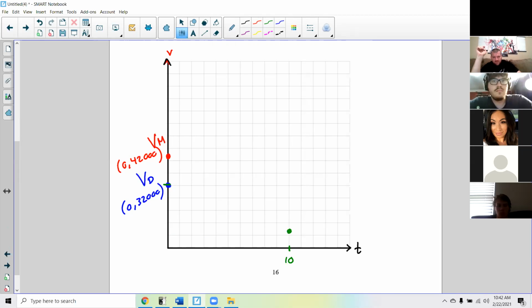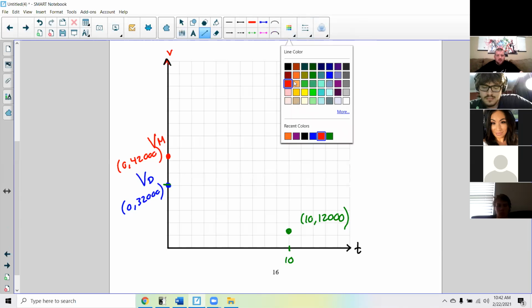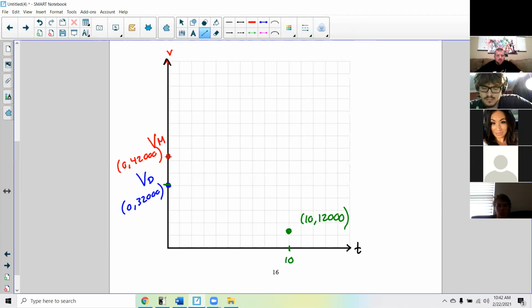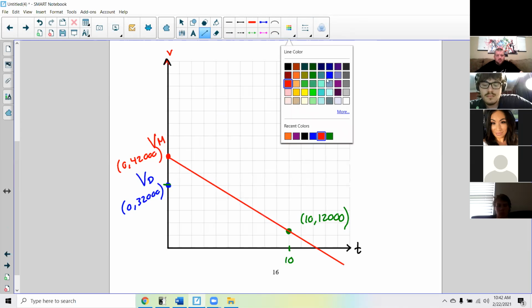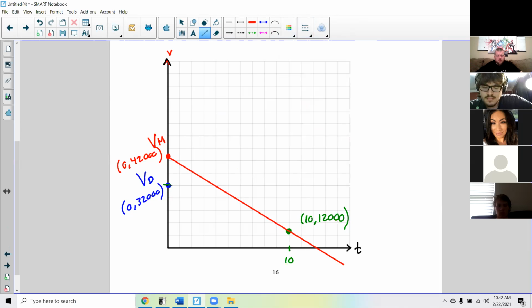It doesn't matter. It doesn't have to be exact. It just has to make sense with the other two numbers. So this is the point, 10, 12,000. Graph where they start, graph where they cross, and then we just connect, and that's it. You're done. This goes to there, boom. And this goes to there, boom.